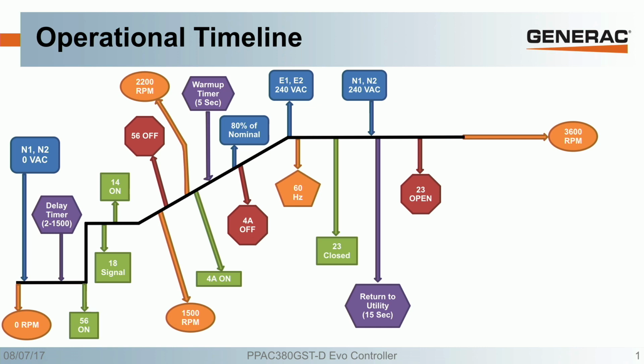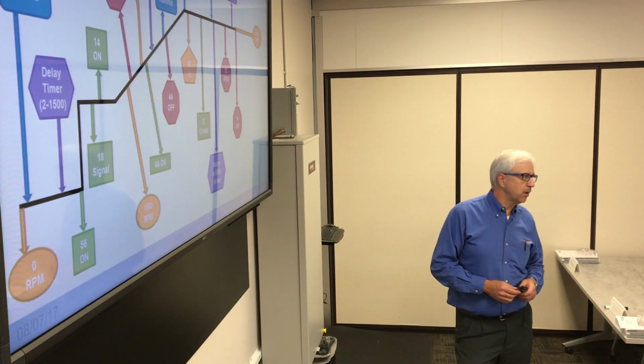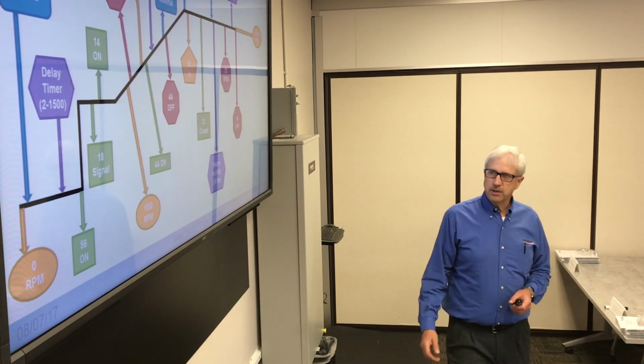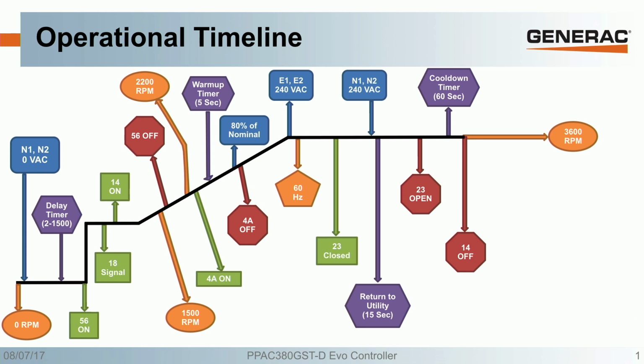As soon as it goes back, we begin a cool down timer, which is also non-adjustable. We're going to run 60 seconds and cool the engine down. We make the assumption that the engine has been running and carrying load, so it's going to be rather warm. Then wire 14 gets turned off. We turn off wire 14 first because we want to turn the fuel off and burn off any excess raw fuel that might be in the manifold or in the cylinder, so that we don't create a hot restart issue.